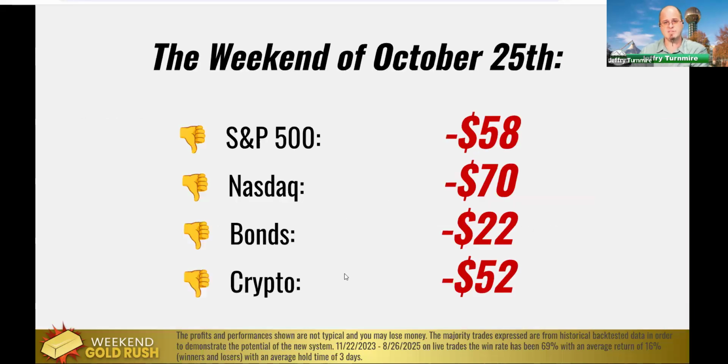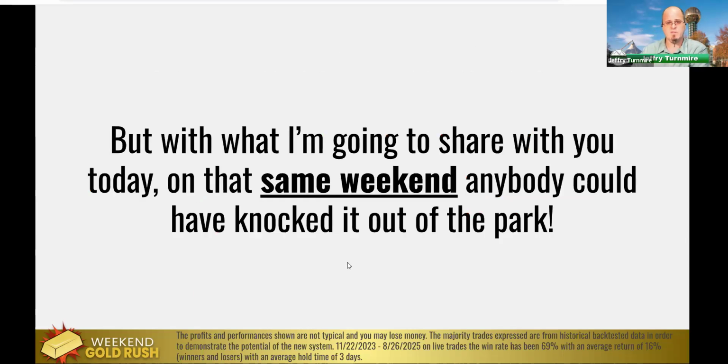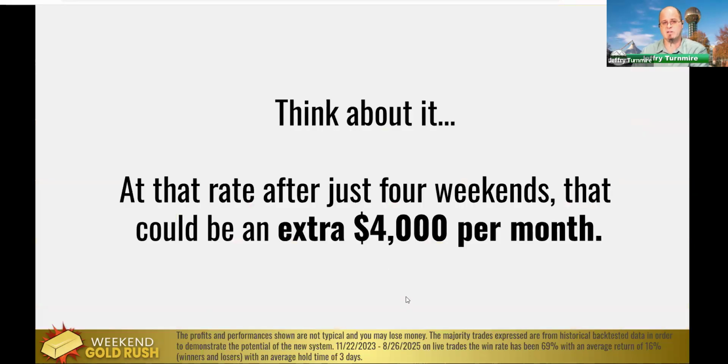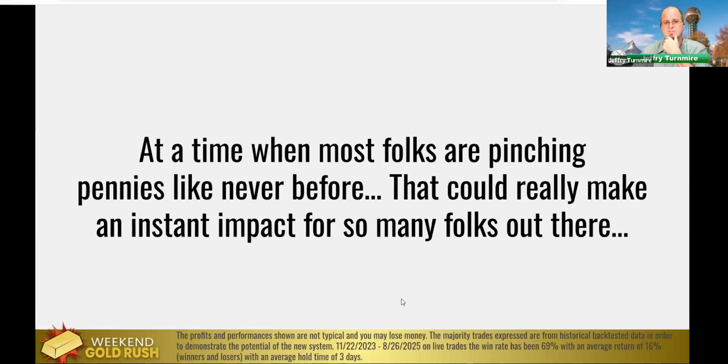Next weekend rolled around, same story. S&P down, NASDAQ down, bonds down, crypto down. You put your $2,000 in any of those, you were down. Now, what I'm going to share with you here today, that same weekend, you could have knocked it out of the park, potentially making $1,000 in 2 weekends in a row. Not bad. Think about that. At that rate, after 4 weeks, it could be an extra $4,000 at a time when most people are pinching pennies like never before. I mean, this could make a pretty big instant impact for so many people out there.